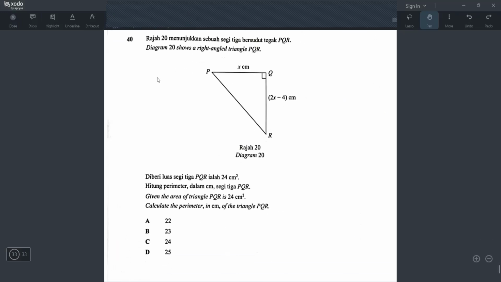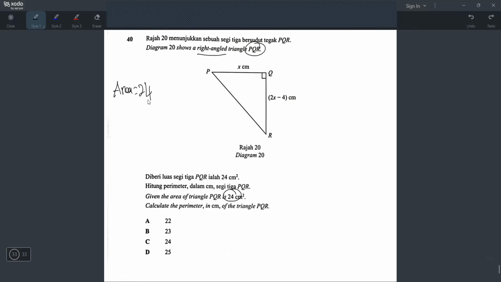Okay, let's go to number 40. Number 40 is diagram 20 shows a right angle triangle PQR. Given that the area of PQR is 24. Okay, so that the area is 24. And then what they want to find? Perimeter of triangle PQR. If I want to find perimeter, I need to have 3 sides, and then I have to plus everything. And also I need to have X, right? If I don't have X, how can I find the perimeter, right?